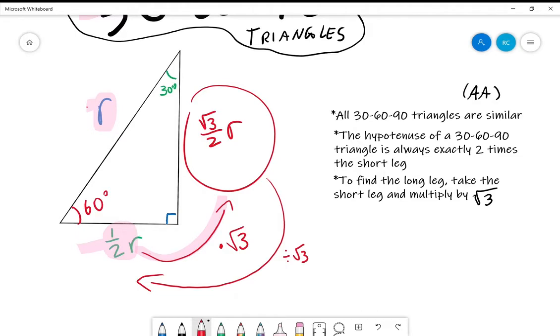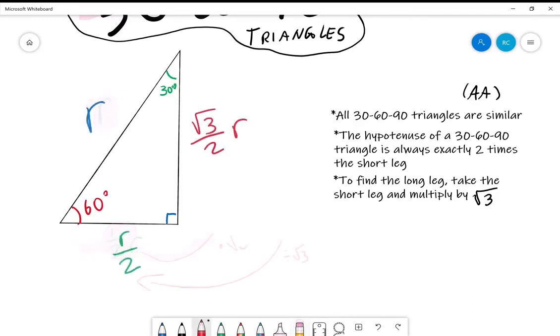Okay, so I'm going to erase all this nonsense, and we're going to do a couple of examples. Before we go on to example problems, I'm going to pause on this screen because you really want to write this down.